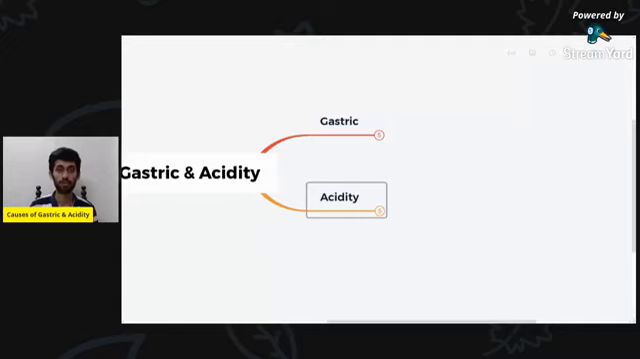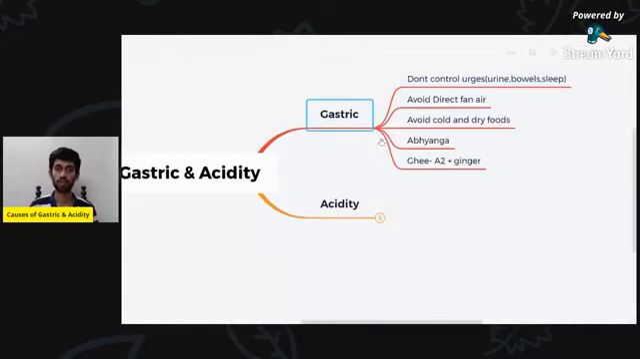First and foremost, let's understand what is gastric. Gastric is vata, the air component. When the air component increases in your body, it results in gastric.